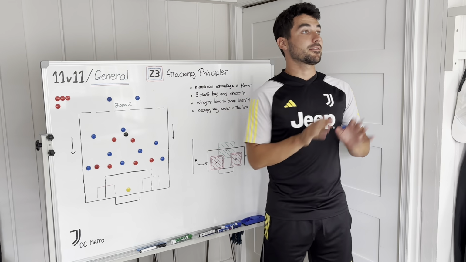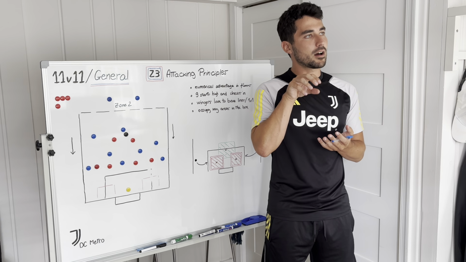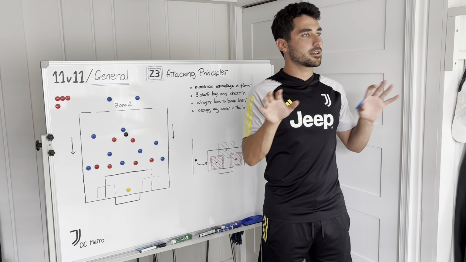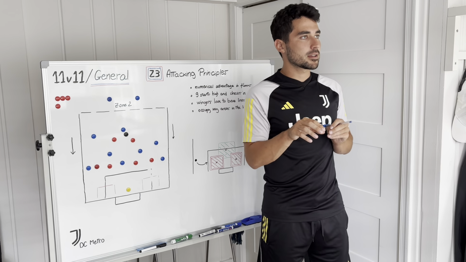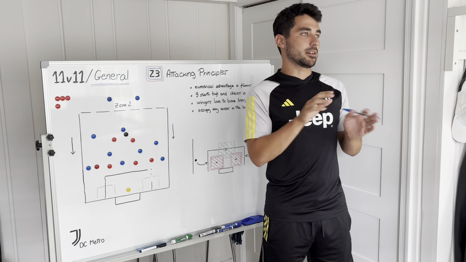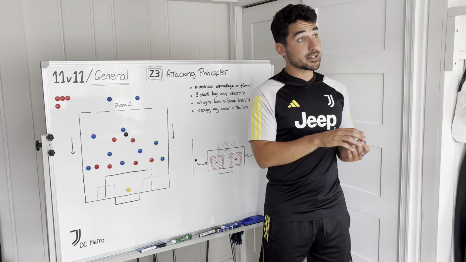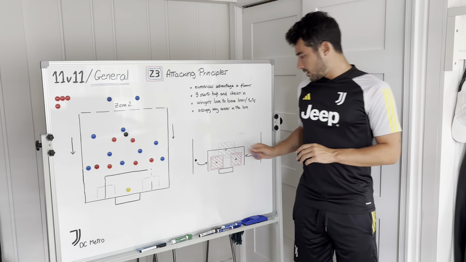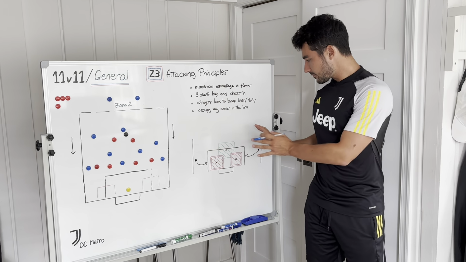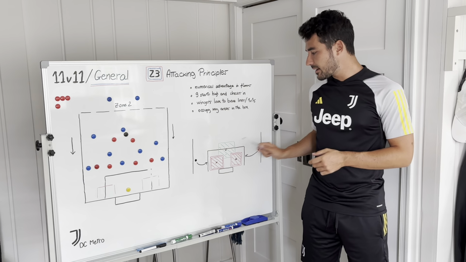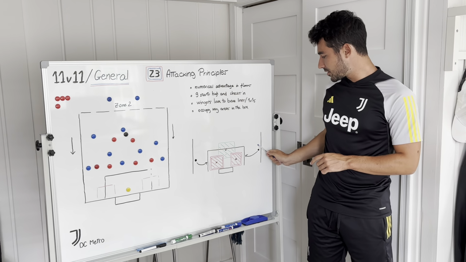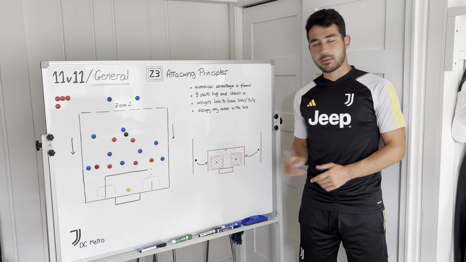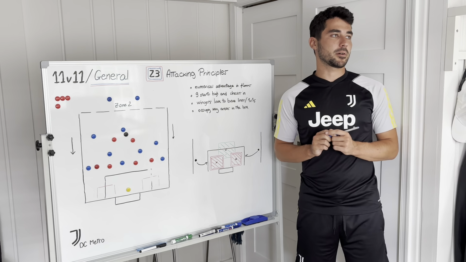Another principle to highlight in the final third is the key occupation of certain spaces in the box. We speak a lot about creating numerical advantages on the flanks, playing 1v1s, and that will often result in crosses. However, for crosses to be used effectively, we need to occupy certain areas of the box properly. We created this chart, this diagram of the box, with three main areas that we want to occupy. If the ball is here, we need players to occupy the front post area, the back post area, and the penalty spot area.